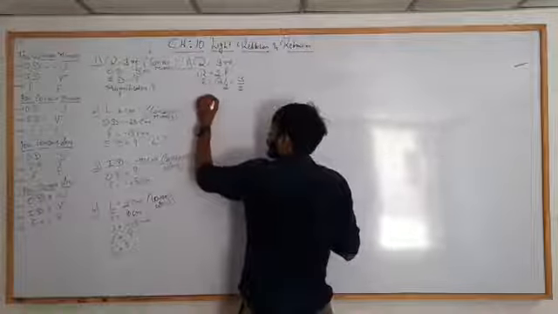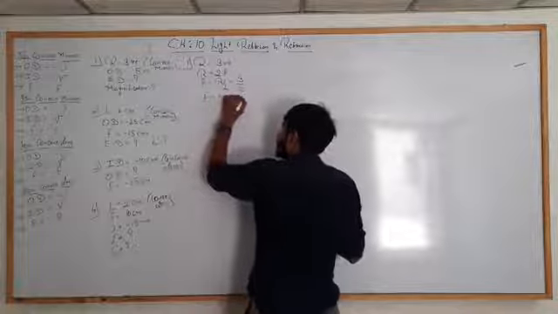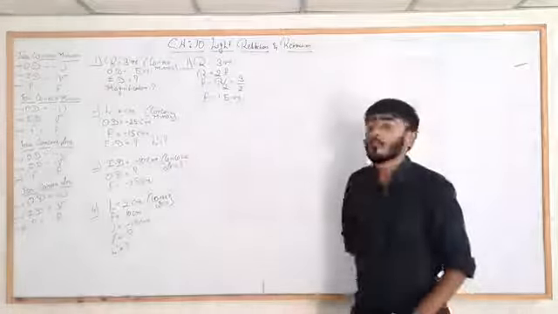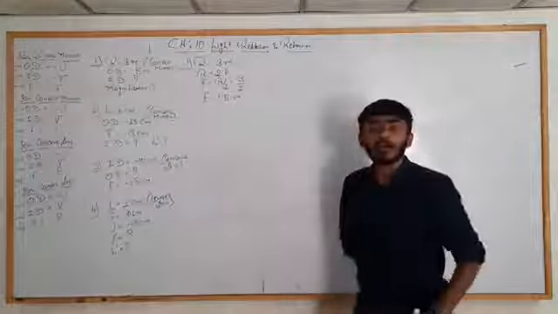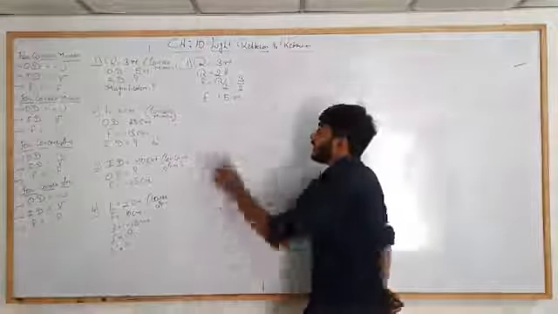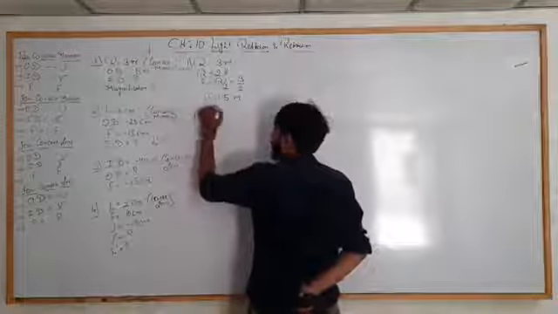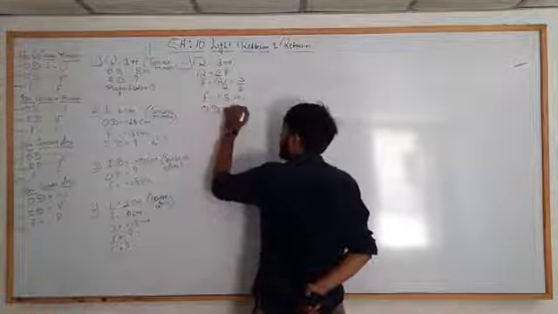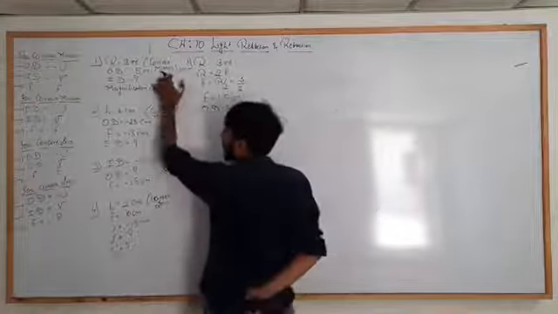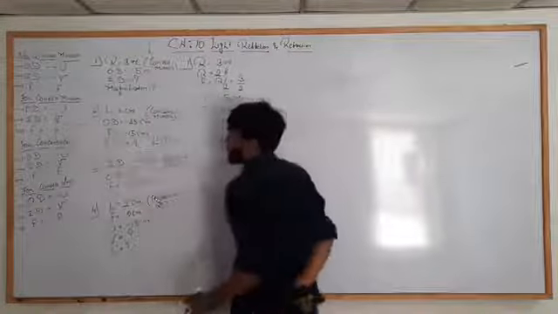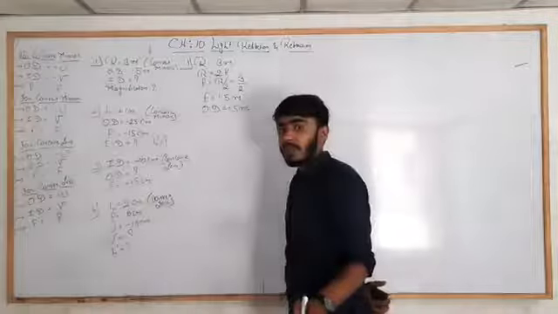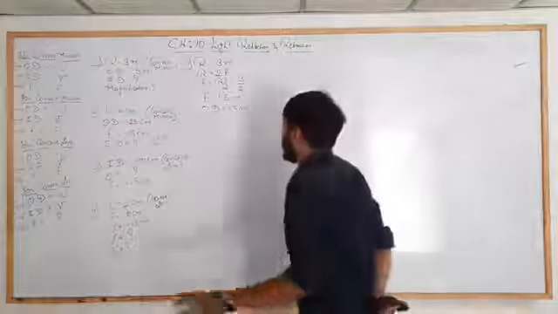So our focal length becomes 1.5 meters. We also have the object distance, and that is minus 5 meters. For a convex mirror, you need to see this table: the object distance should be negative, and everything else should be positive.